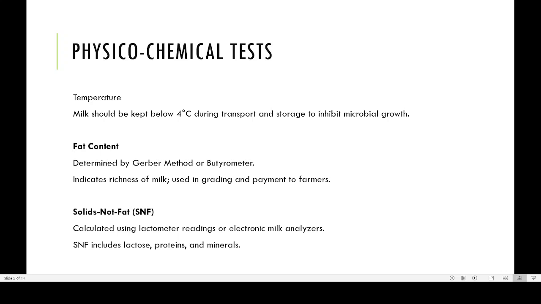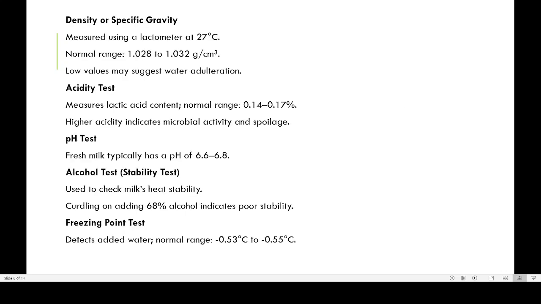So it is calculated using a lactometer or electronic meters. The solids not fat include lactose, proteins and minerals. Those are the contents usually indicated by the lactometer. Then density is also measured using a lactometer. The normal range of the milk should be 1.028 to 1.03. That is, the density of the milk is slightly heavier than the density of water. So if you are pouring water, it should stay above the milk. That is the practical implication.